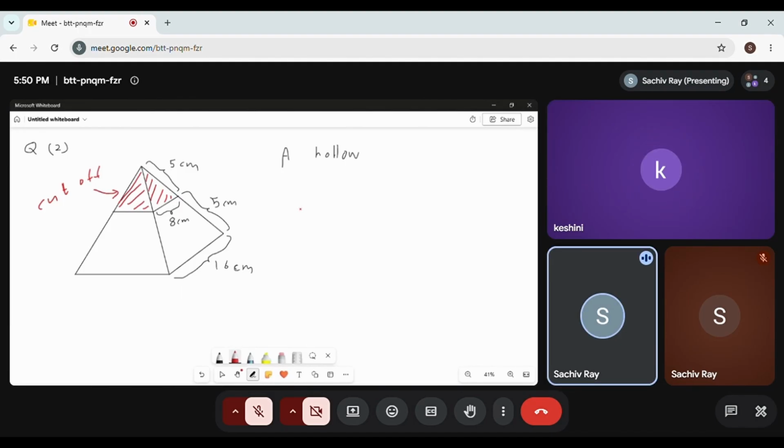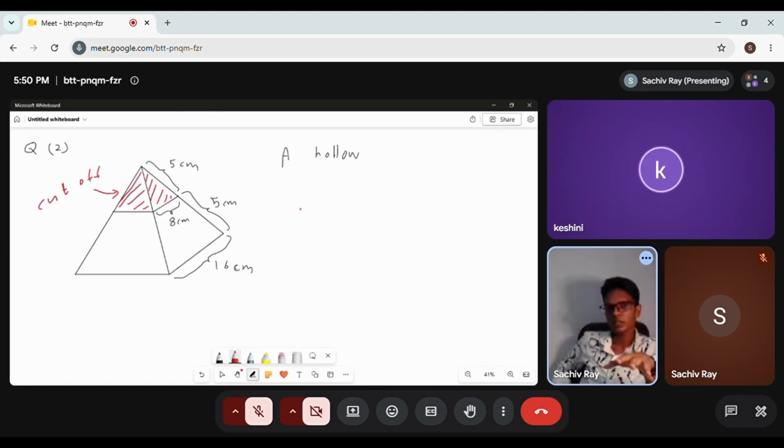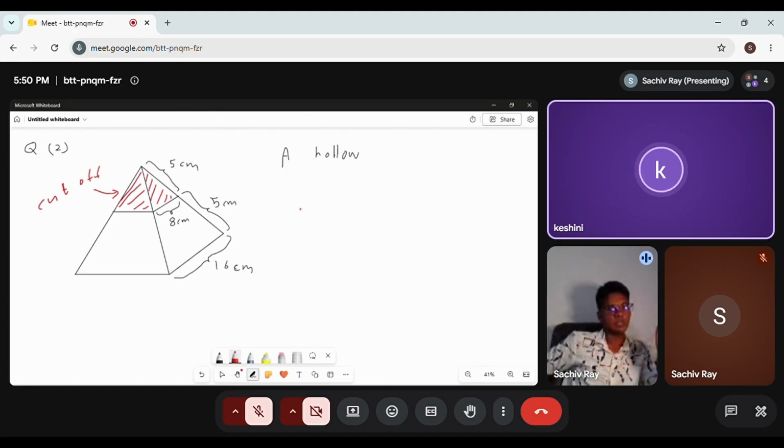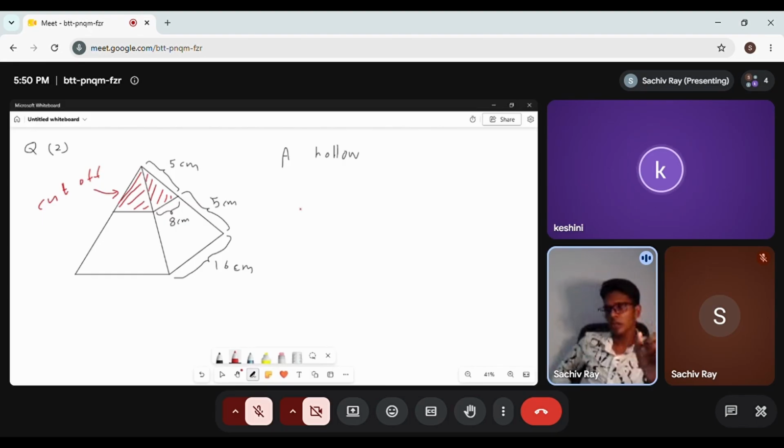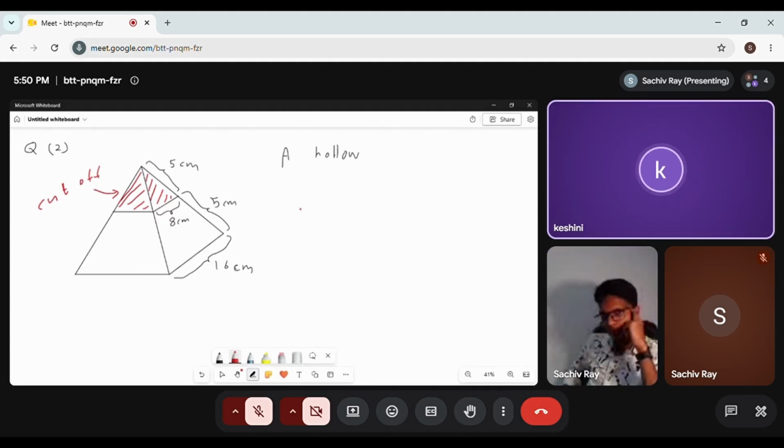Find the area of the remaining part of the pyramid. And they have given a hollow pyramid. You have to think about the words they have used, and figure out what you need to find.